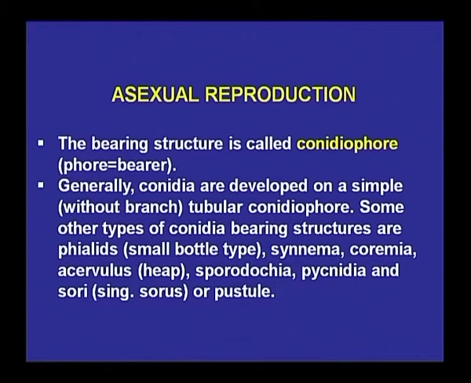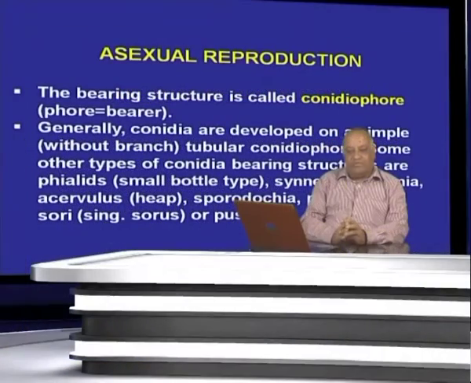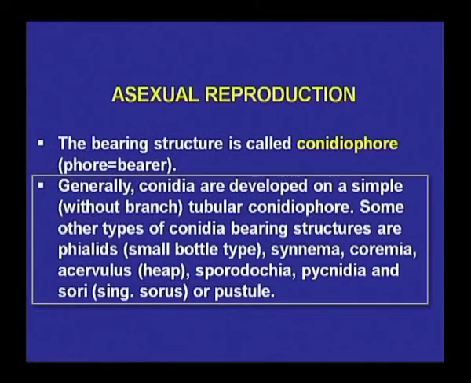The bearing structure of the conidia is called the conidiophore. Phore means the bearer, which bears the conidia above it. Generally, conidia are developed on simple, that is unbranched, tubular conidiophores. Some other types of conidia-bearing structures are phialides. Phialides are nothing but simple bottle-like structures. Then synnemata, coremia and acervulus, that is a heap-like structure.